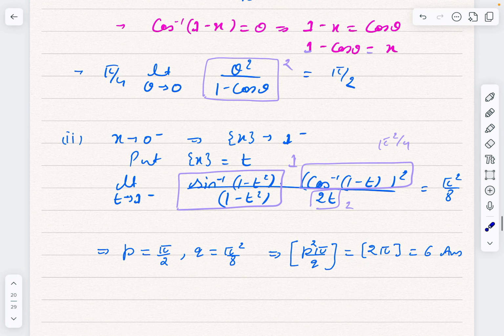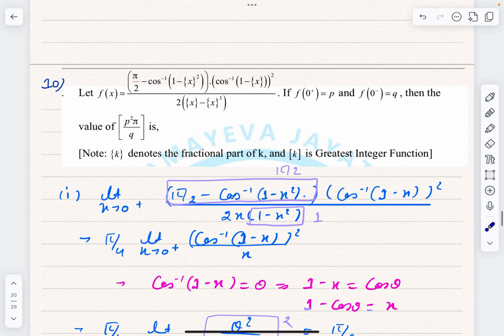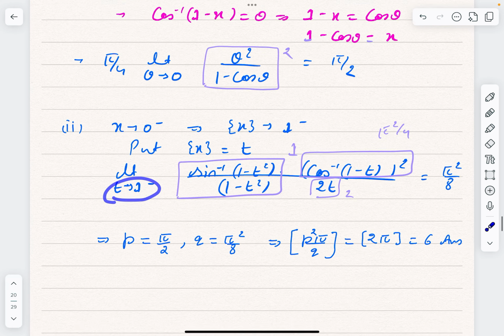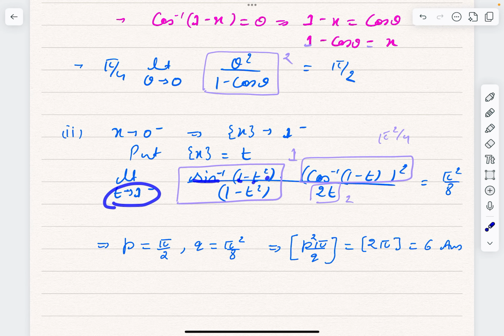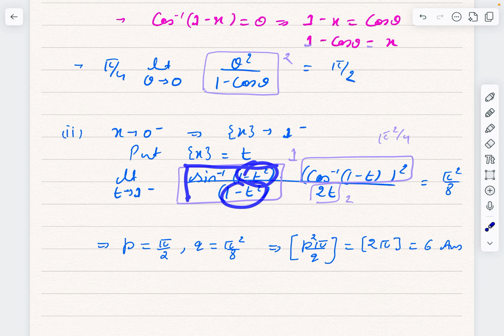For 0 negative, now if x tends to 0 negative, the fractional part of x tends to 1 negative. If I put the fractional part of x as t, we can say t tends to 1 negative. That pi by 2 minus cos inverse something we can also write as sine inverse of something. So it becomes sine inverse of (1 minus t) square, cos inverse of (1 minus t) whole square, (1 minus t square) into 2t. Now t tends to 1. So basically like sine inverse fx by fx. When fx tends to 0, this limit will directly be 1.